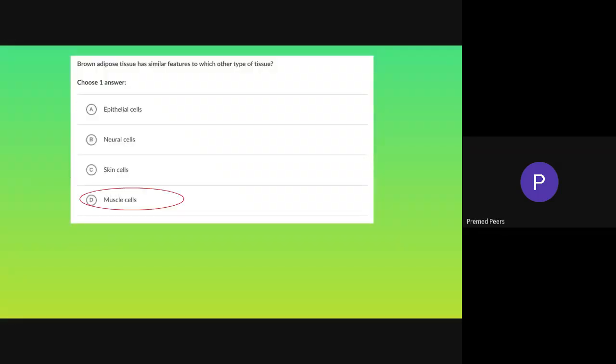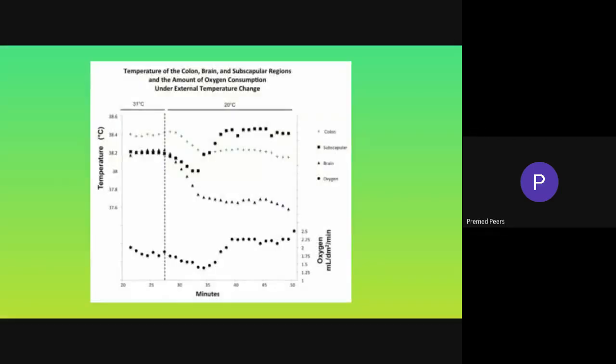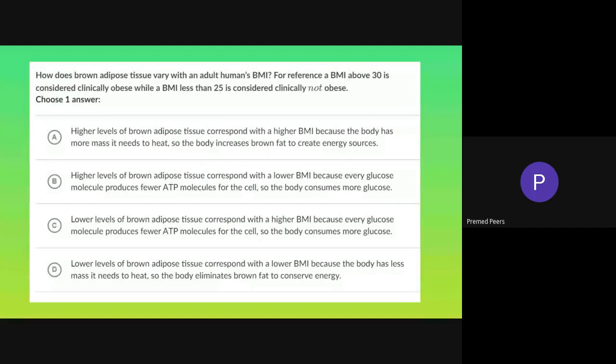It says BMI varies. Can you explain the logic? When you say BMI varies, how does brown adipose tissue vary within adult humans' BMI? It's asking generally, because they're not going to give away whether there's a positive correlation or negative correlation. You have to figure that out and then pick the answer choice that fits.